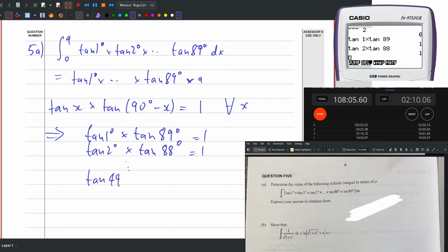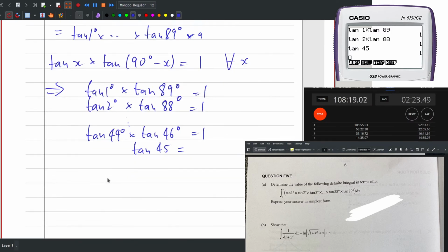Tan of 44 times tan of 46. Okay, so tan of 45 is, is it 1 as well? Tan of 45? Oh, it is. Wait, NZQA is trolling you.